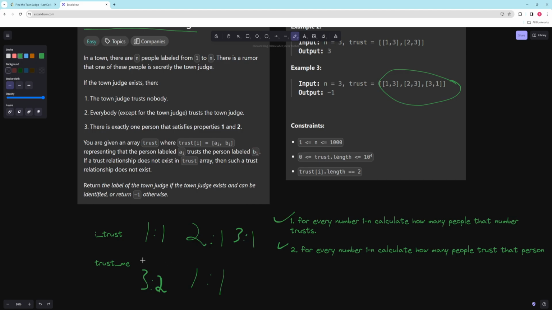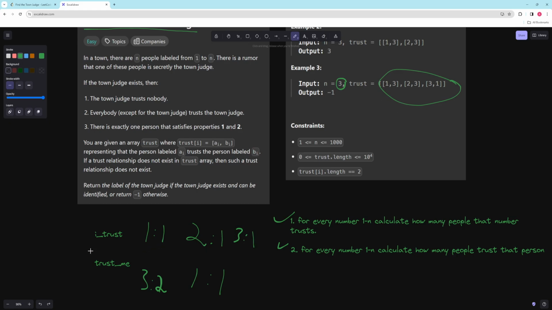Then basically all you have to do is go through your numbers, and you're looking for a person who n-1 people trust, right? Every single person other than that person has to trust them. So if n equals 3, 2 people have to trust that person. So you're looking for someone who 2 people trust, and that person also has to not trust anyone. And there's nothing like that in the list, right? Because there is a person who 2 people trust right here, number 3. But 3 trusts 1, so there is no result here. And so that's the idea.